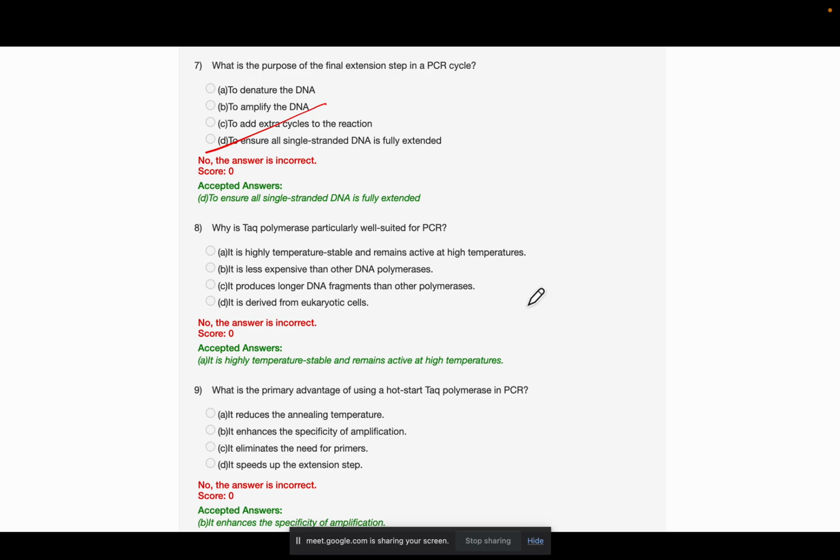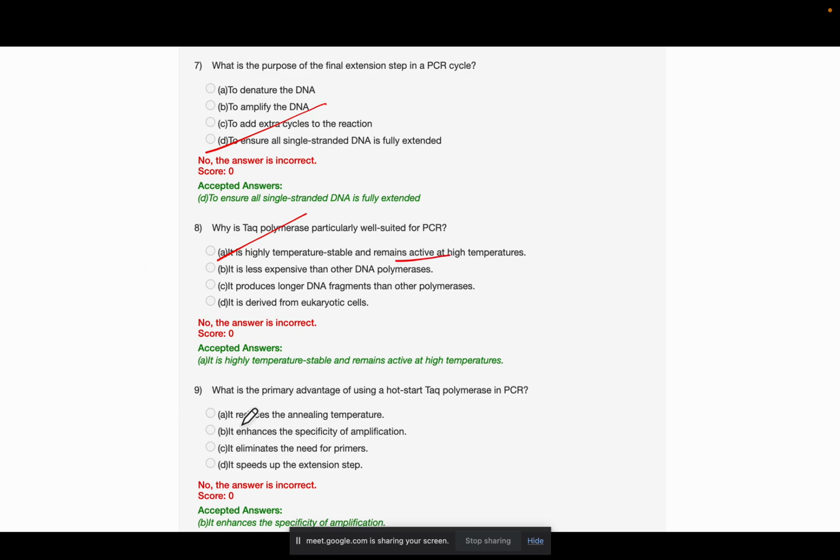So what could be the answer? The first option is it is highly temperature stable and remains active at high temperature. It is less expensive than other DNA polymerases. It produces longer DNA fragments than other polymerases. It is derived from eukaryotic cells. The answer is, we know that Thermus aquaticus bacteria is very high temperature stable, so whatever enzyme we get from there is also temperature stable, and that remains active at high temperature.